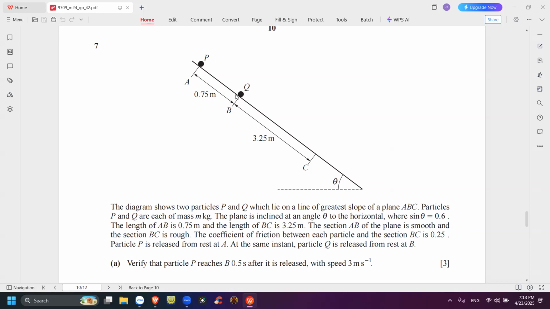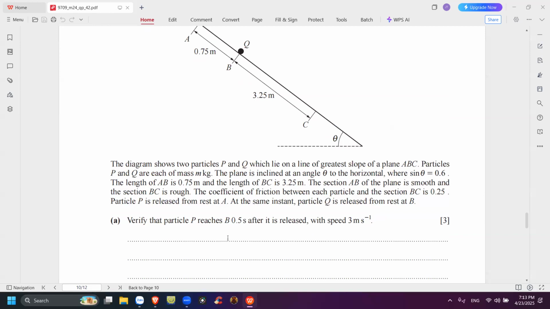Section AB of the plane is smooth. Cái AB nó không có friction. BC thì lại có friction nha. The coefficient of friction between each particle and the section BC is 0.25. Particle P is released from rest at A, in the same instant, particle Q is released from rest at B. Tức là hai cái này được đều thả cùng lúc hết rồi, từ lúc mà rest hết.